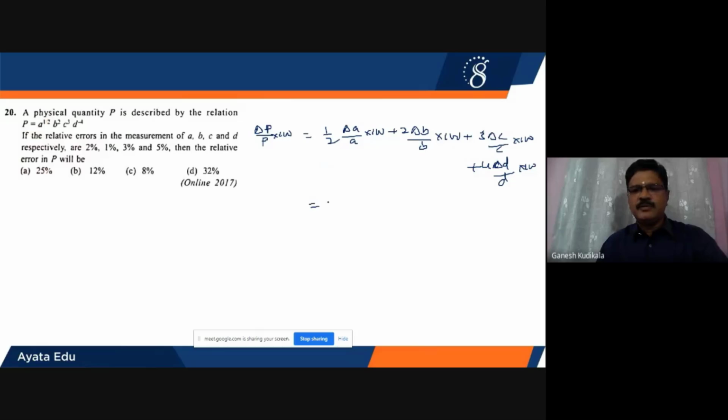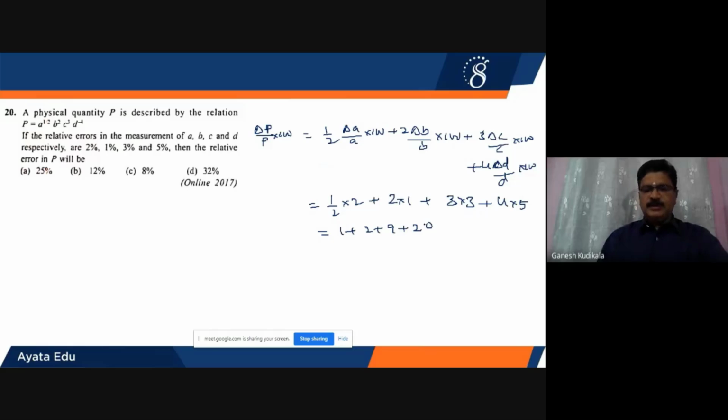Let us substitute the values here. Half into A is 2%, so that is 1. B is 2 into 1%, that is 2. C is 3 into 3%, that is 9, and 4 into D is 5%, that is 20. So this is 1 plus 2 plus 9 plus 20, 29, 30, 32%. So the percentage of error in P will be equal to 32%.